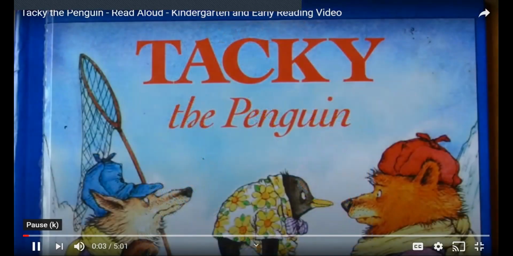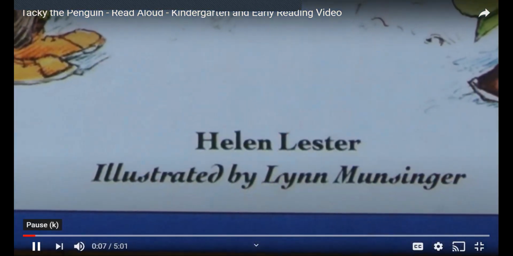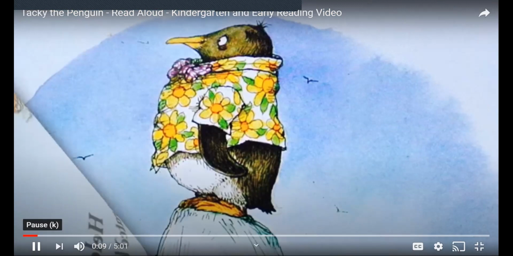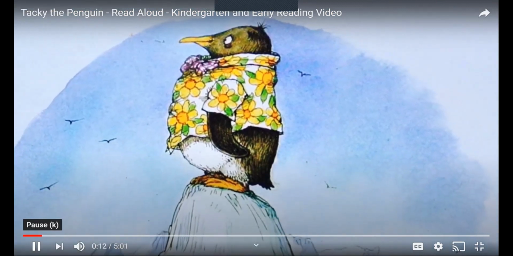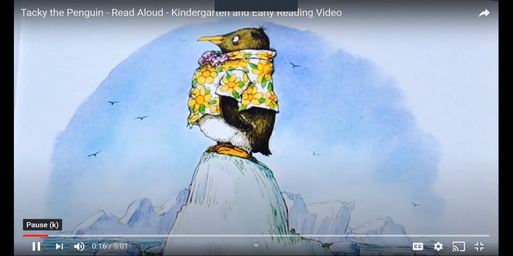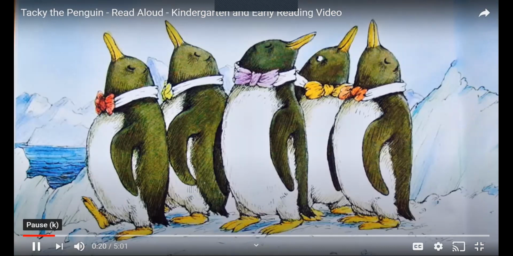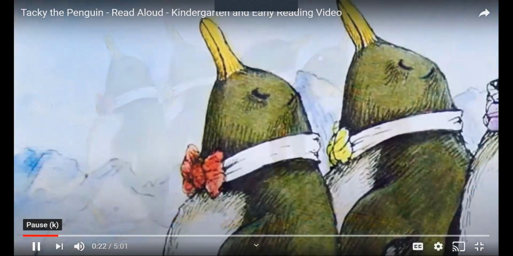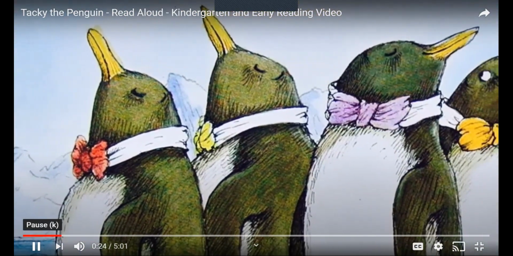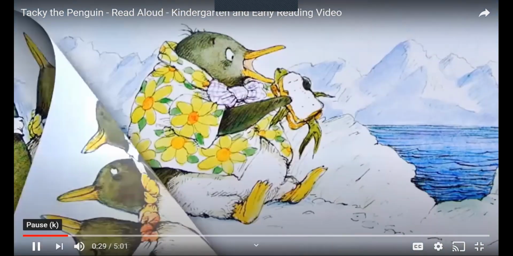Tacky the Penguin. Written by Helen Lester, illustrated by Lynn Munsinger. There once lived a penguin whose home was a nice, icy land he shared with his companions. His companions were named Goodly, Lovely, Angel, Neatly, and Perfect.